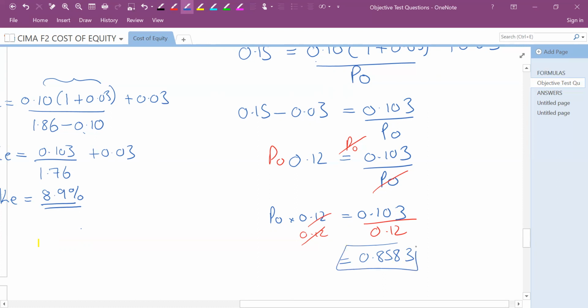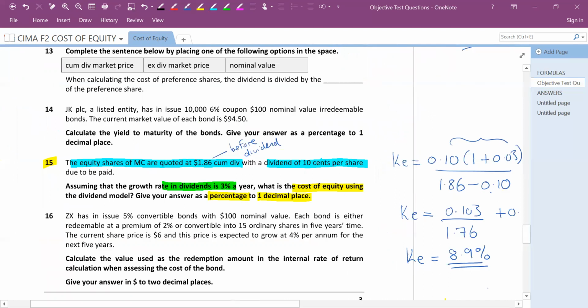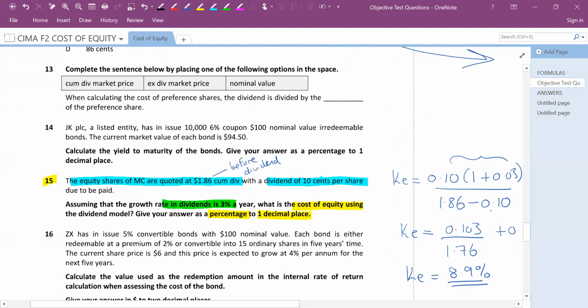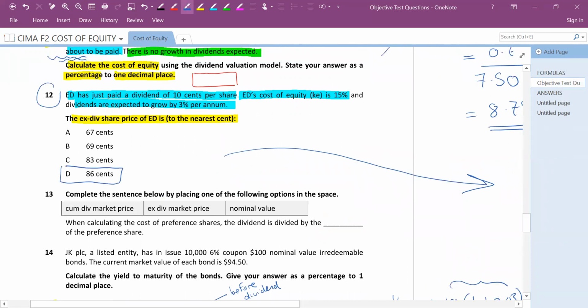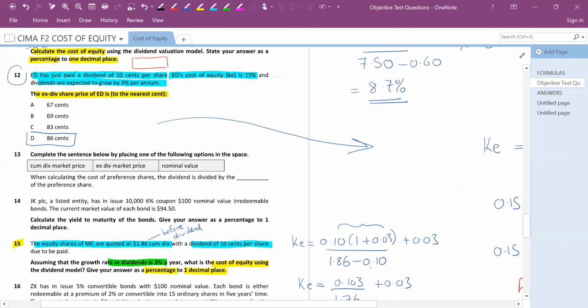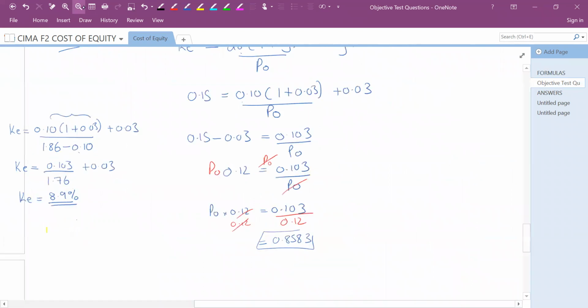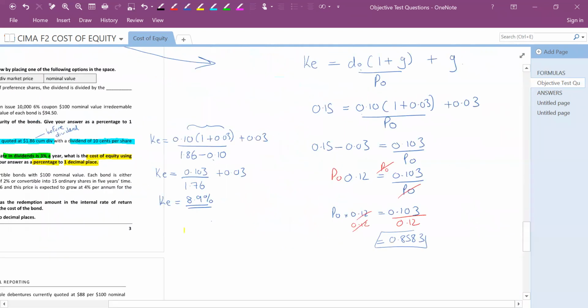So let's go and have a look to see if there is an option here with 86 cents. Yes, there is. We have D, 86 cents. So again, another question asking us to apply and use the cost of equity formula, but this time the missing figure is the ex-dividend share price, not the cost of equity itself. So lots of rearranging of the formula here, which will take a little bit of time and practice, and recalling some of our GCSE maths.